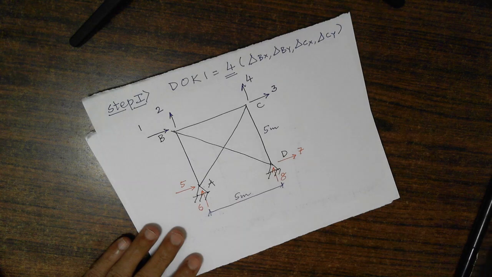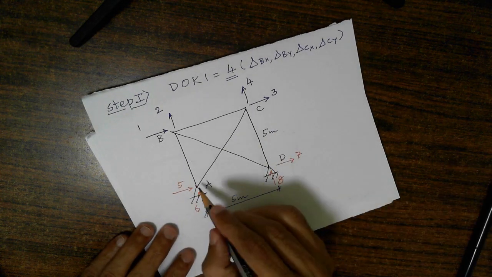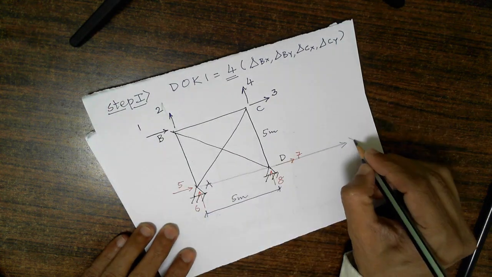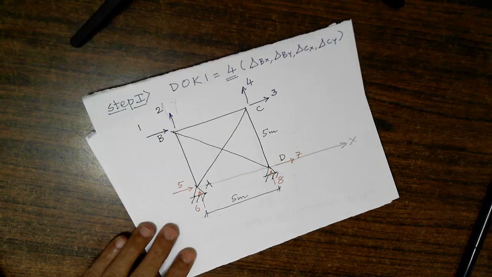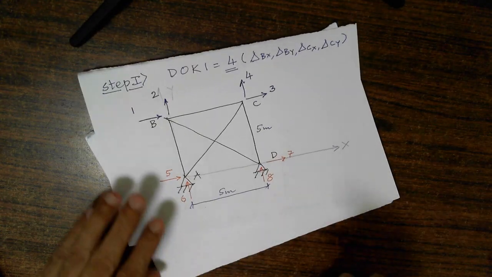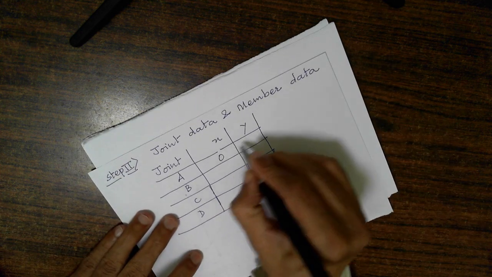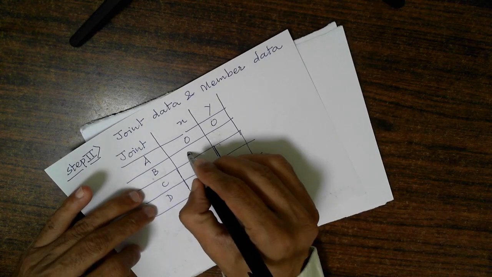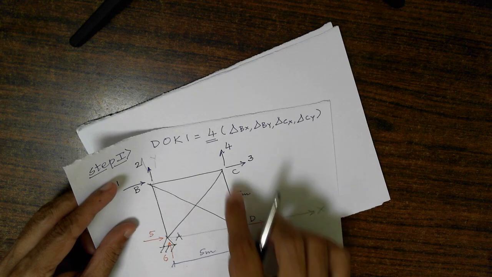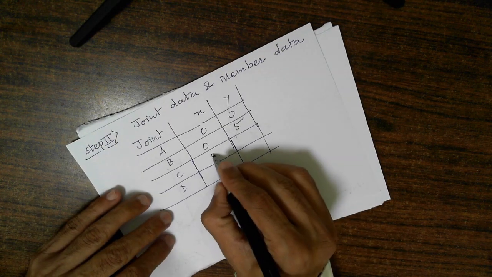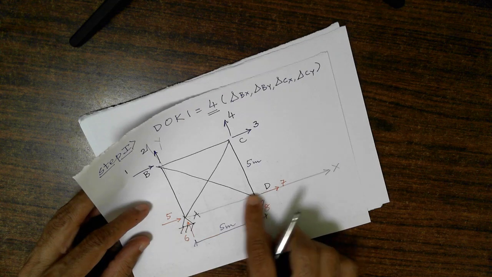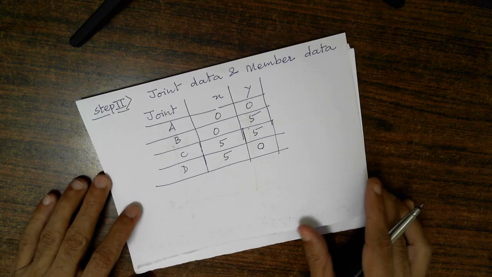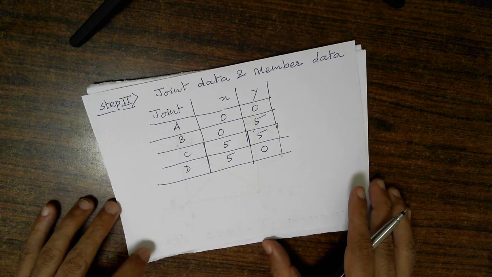Now, as per our usual practice, I will pass my coordinate axis through A, like this: coordinate x axis and coordinate y axis. This is my global x, this is my global y. If I pass my axis through A, my coordinates will be A (0, 0), B (x 0, y 5), C (x 5, y 5), and D (x 5, y 0). So these are the coordinates. Very simple. Joint data is 0 0, 0 5, 5 5 and 5 0.